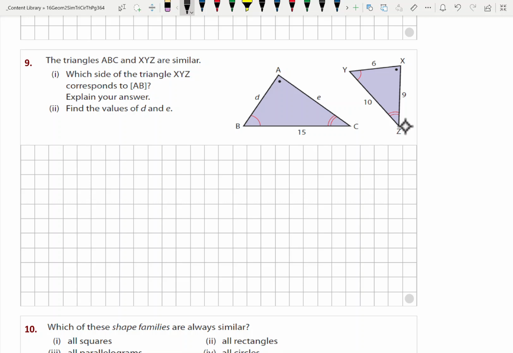The only extra effort we have to do here is finding our corresponding sides. Let's get straight into it. Which of the sides in XYZ corresponds to AB? Well, AB is opposite the double arc. So the answer is XY side, and that's how we say side, because it's a line segment.